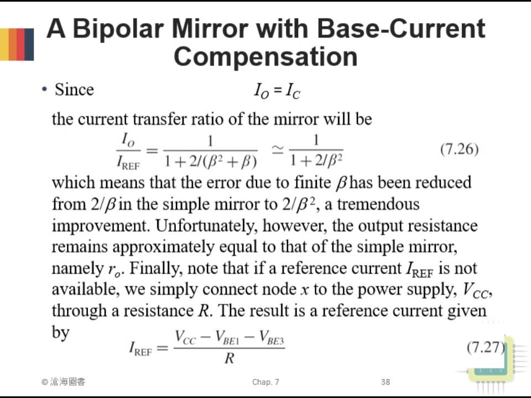Unfortunately, however, the output resistance remains approximately equal to that of the simple mirror, namely RO. Finally, note that if a reference current IREF is not available, we simply connect node X to the power supply, VCC, through a resistance R. The result is a reference current given by equation 7.27.